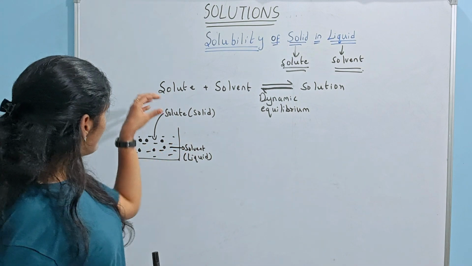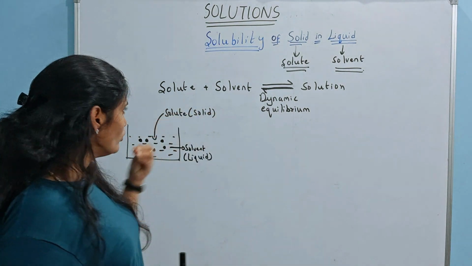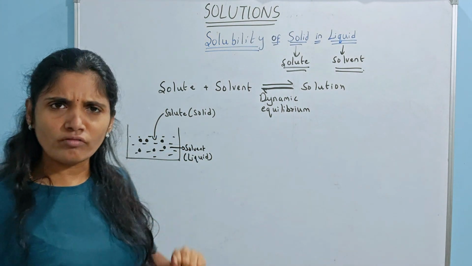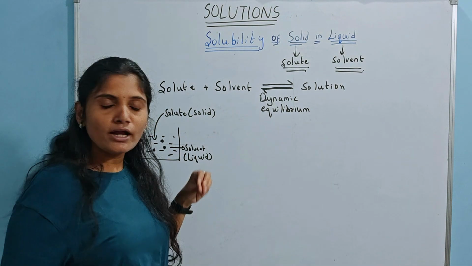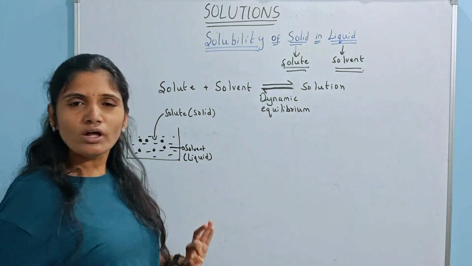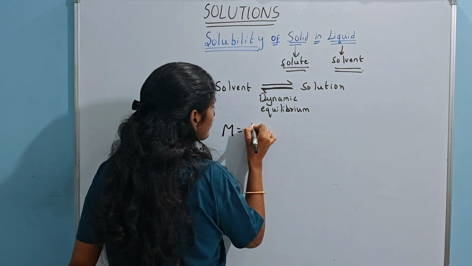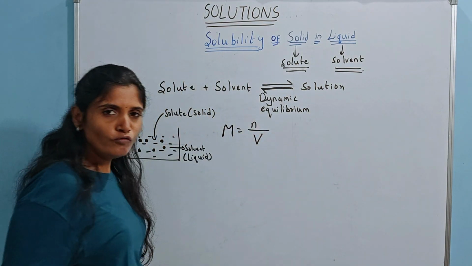Now what will happen when I have added a solute into a solvent? The solute slowly starts getting into the solvent and gets dissolved into the solvent. Now if you see here, for example, molarity is equal to number of moles divided by volume of solution.